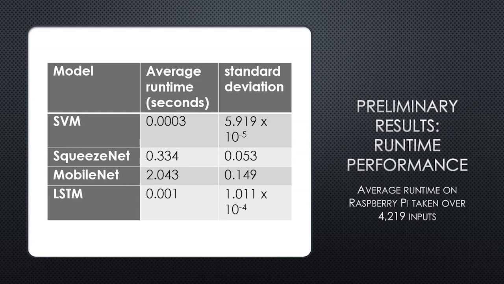Next, we wanted to determine how suited our approaches were for edge devices. To accomplish this, we ran each model over 4,219 inputs on a Raspberry Pi and computed the average processing time for each input. The SVM, unsurprisingly, was extremely fast, followed by the LSTM, which is also unsurprising as it's a fairly simple deep learning model containing only four network features. SqueezeNet performed the best out of the two lightweight CNNs, with MobileNet being the slowest, with an average processing time of about 2 seconds.